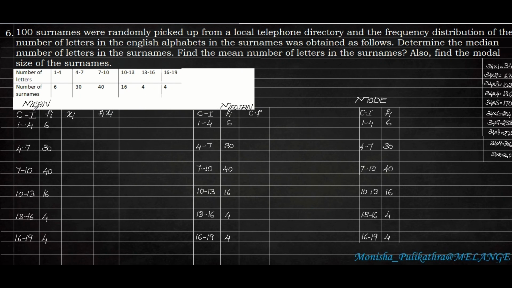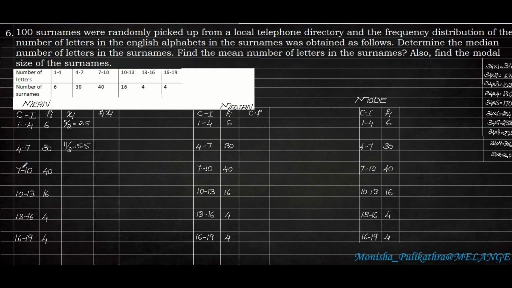So in mean, we are taking the direct method, so 4 columns will be there along with CI and FI, midpoint, and also FI into XI we have to calculate. Okay, so first we have to find out the midpoint. So midpoint is obtained by adding the lower limit and upper limit and taking the average by 2. So 1 plus 4 is 5. 5 divided by 2 is 2.5. Next is 7 plus 4 is 11. 11 divided by 2 is equal to 5.5.